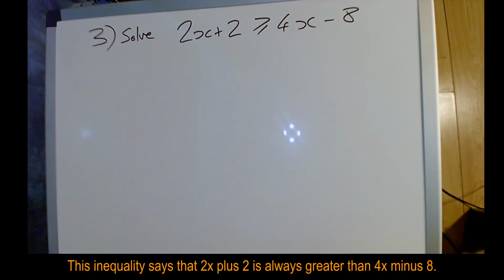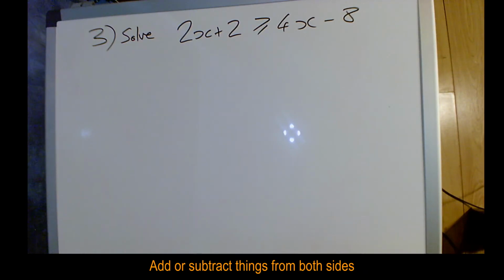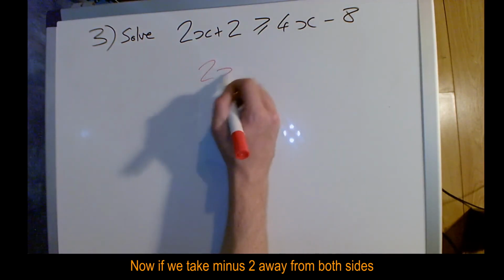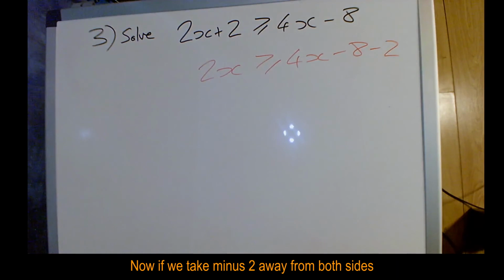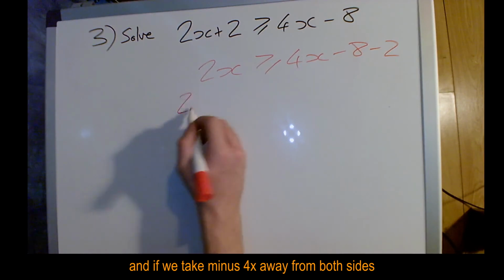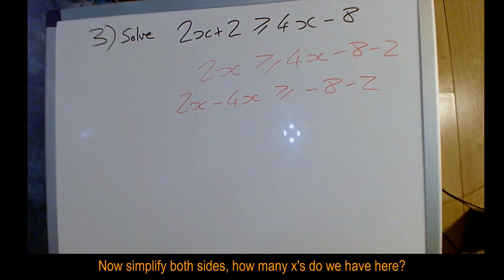So this inequality says that 2x plus 2 is always greater than 4x minus 8. Which values of x is that true for? So just like an equation, we can add or subtract things from both sides and it doesn't change the inequality. Now if we take minus 2 away from both sides, and if we take minus 4x away from both sides, now let's simplify both sides.